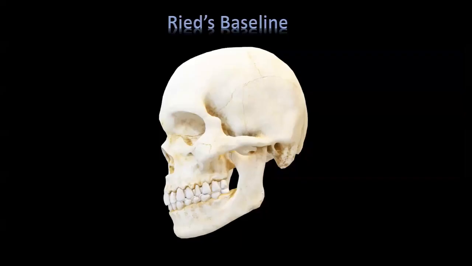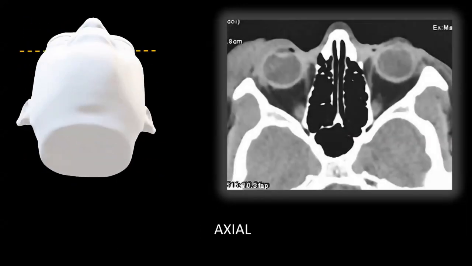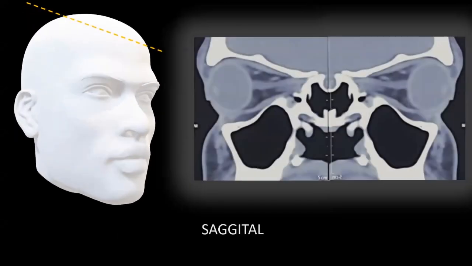Imaging plane. The important landmark for imaging plane is the Reid's baseline, a line extending from the inferior orbital limb to the external auditory meatus. The coronal scan passes perpendicular to the Reid's baseline, but is usually angled slightly oblique to avoid dental artifacts. The axial scan passes parallel to the Reid's baseline, while sagittal passes medial to lateral.